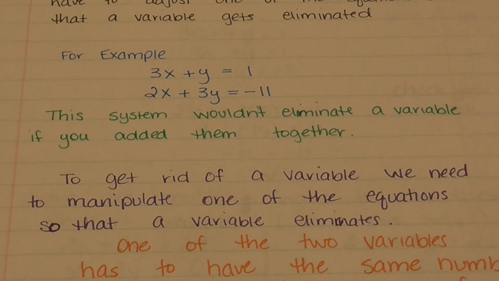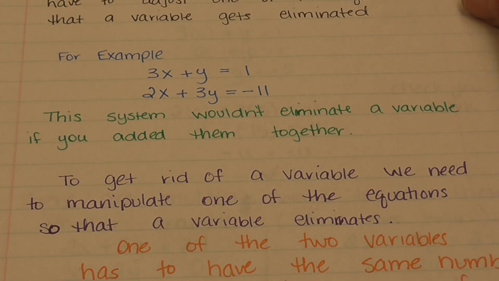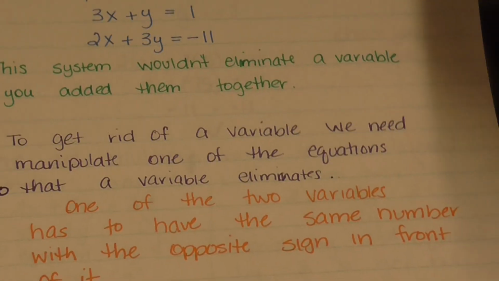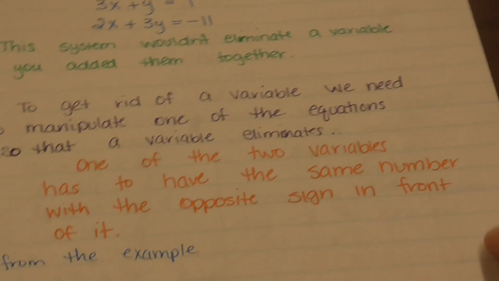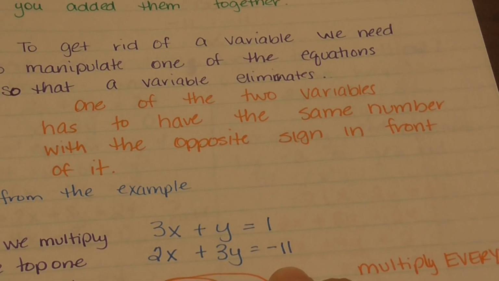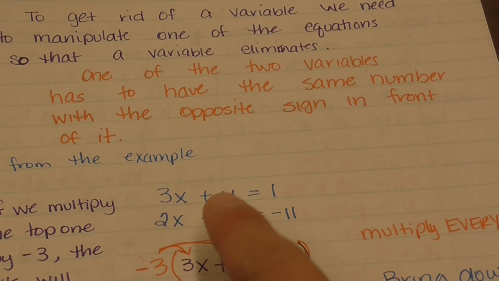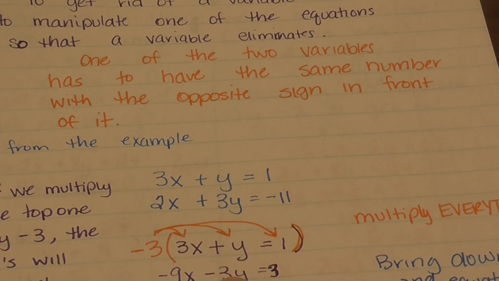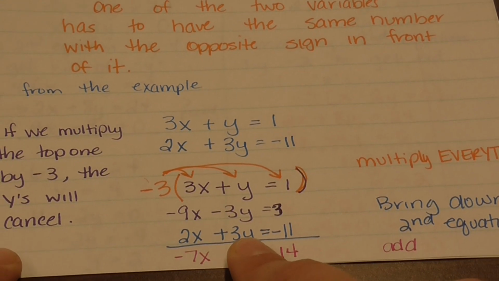So what we have to do is get rid of a variable. We've got to manipulate one of the equations so that the variable will eliminate. One of the two variables has to have the same number with the opposite sign in front of it. For example, we've got 3x plus y equals 1 and 2x plus 3y equals negative 11. If I multiplied negative 3 to that top equation, then my y would end up with a negative 3 in front of it, and my other equation has a positive 3 in front of it.